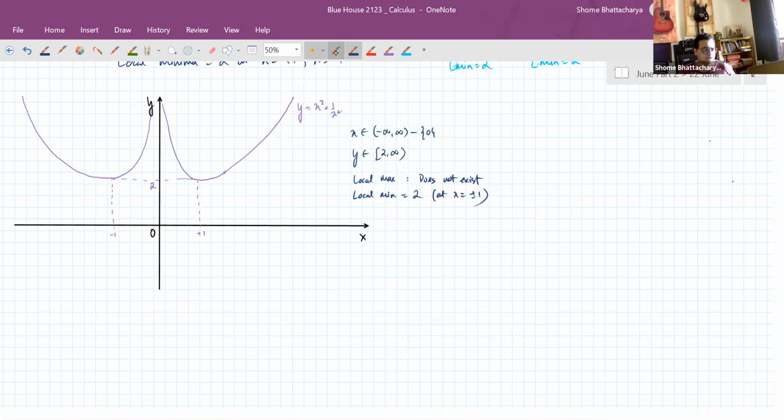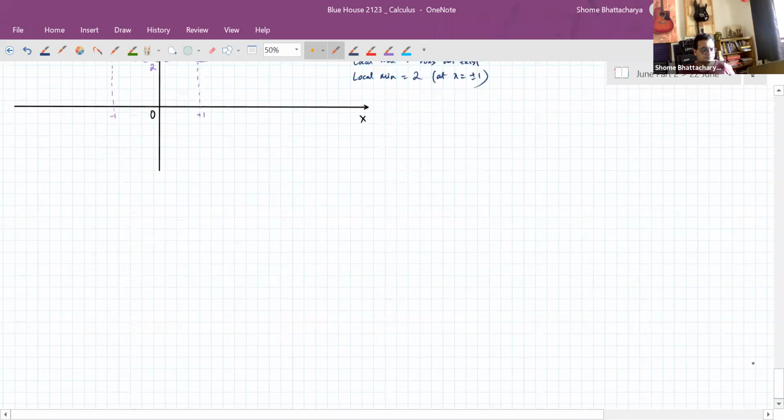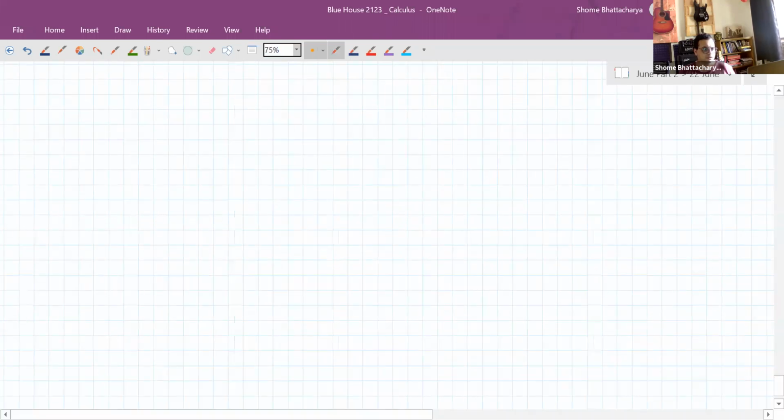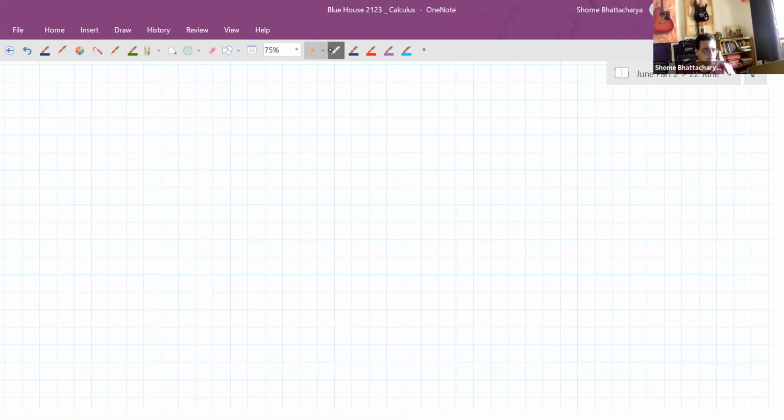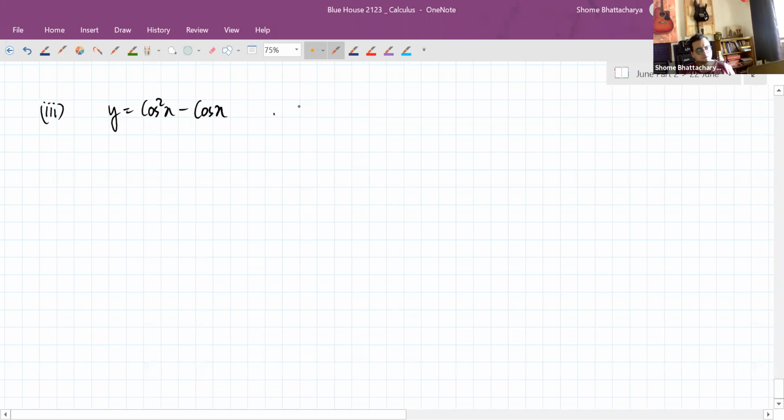Now we'll pick up one of the algebraic functions which was a little bit challenging. Actually, I'll discuss third and fourth both. Even this one requires a bit of analysis. We want to find local maxima and minima. So let's go over a step-by-step process again.